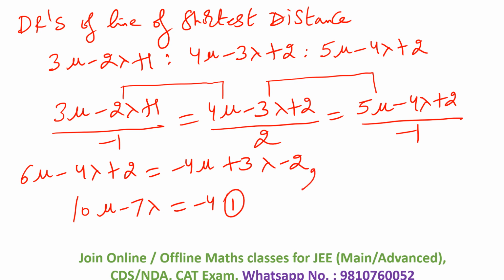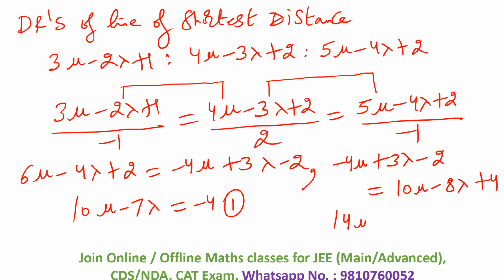Now let's compare the last two expressions. From here we get minus 4 mu plus 3 lambda minus 2 equal to 10 mu minus 8 lambda plus 4. Fine. Now from here the equation becomes 14 mu minus 11 lambda equal to minus 6. I am calling this as equation number 2. Now we will solve both the equations to get the values of lambda and mu.